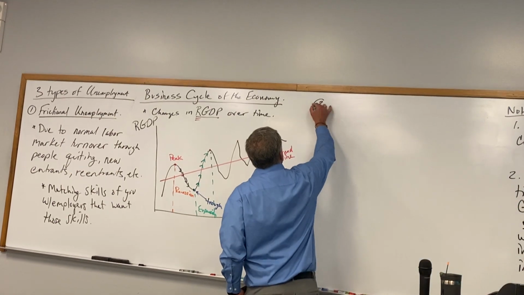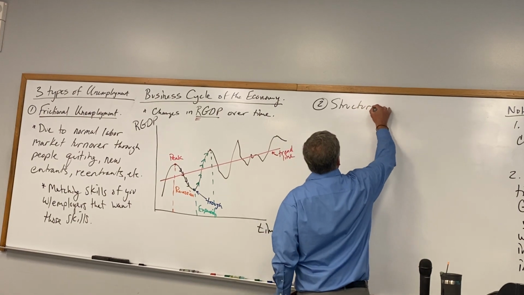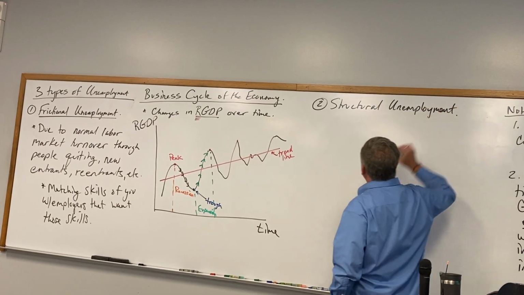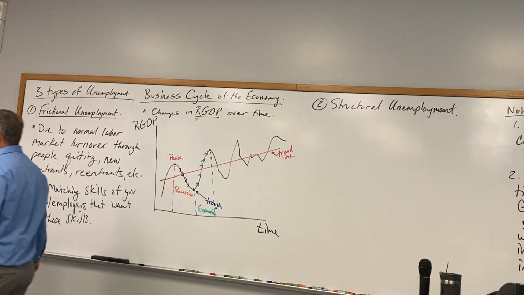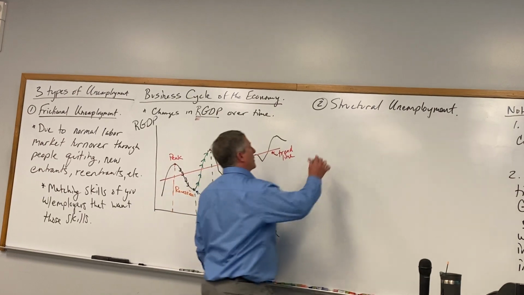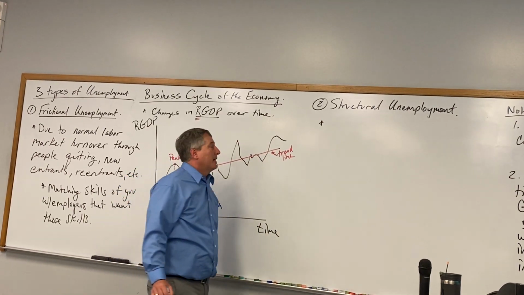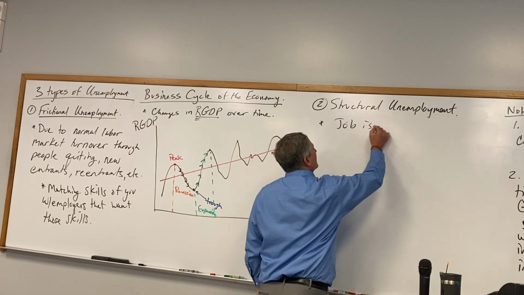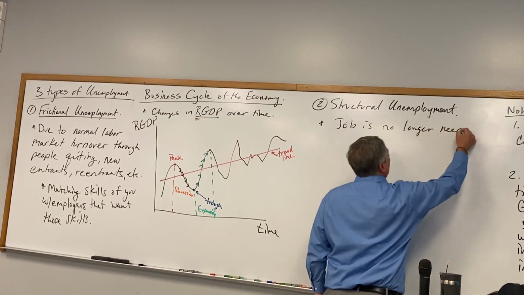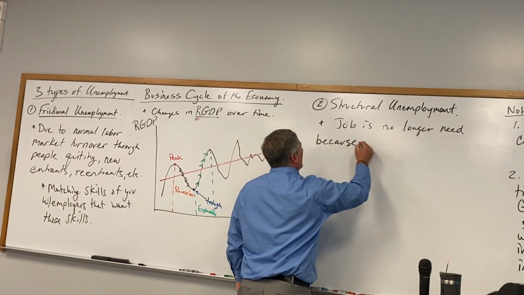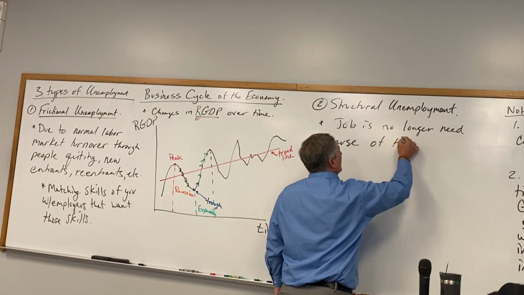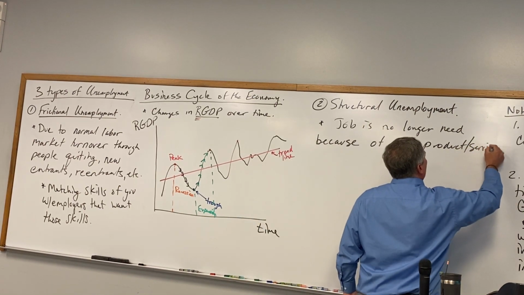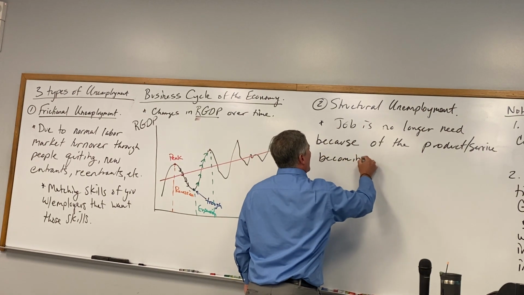All right, number 2. Structural unemployment. Structural unemployment occurs when your job skills are no longer needed because things have become obsolete. So the job is no longer needed because of the product or service for that matter becoming obsolete.